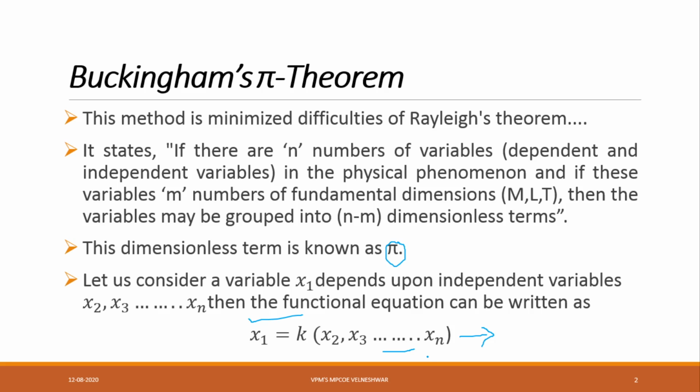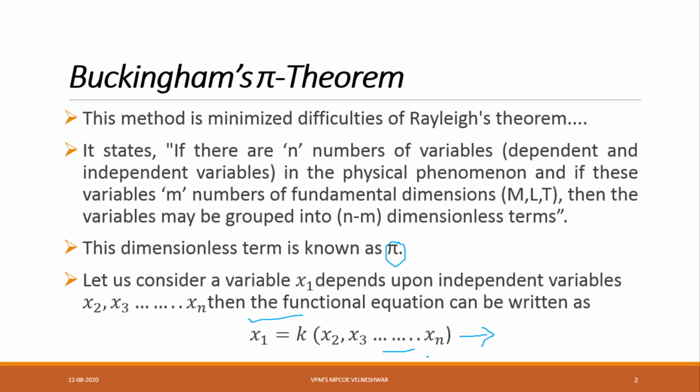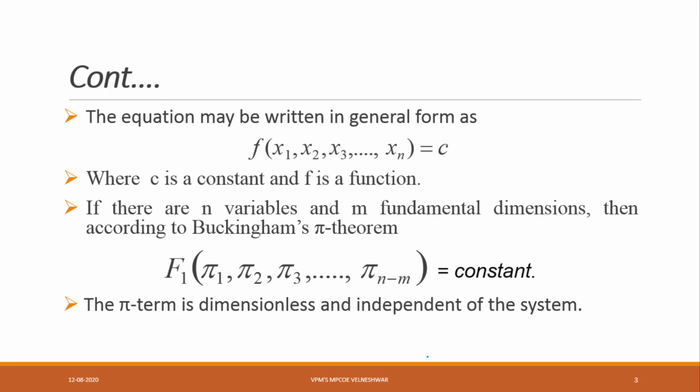Now continue. The equation may be written in general form as f of x1, x2, x3 and so on up to xn is equal to c. Here the overall equation is a function of x1, x2, x3 and so on up to xn, equal to c. What is c? C is nothing but a constant and f is a function. Overall function means, suppose I am taking force, the function of force.